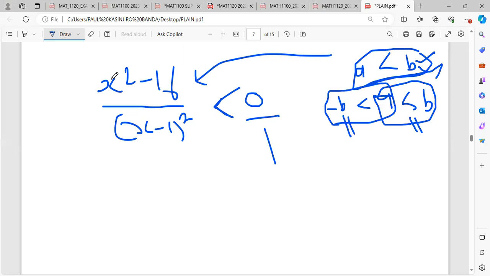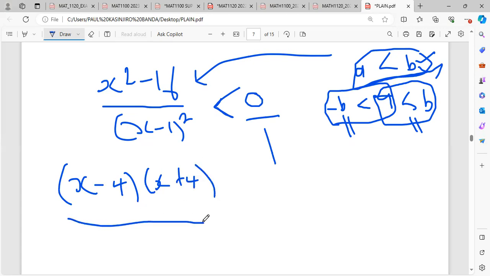Okay, so how do I draw a sign graph? I'll make sure I factorize whatever I have here. This one on top, I can see it's the difference of two squares. It's just x minus 4, and the other factor is x plus 4. So, difference of two squares on top.